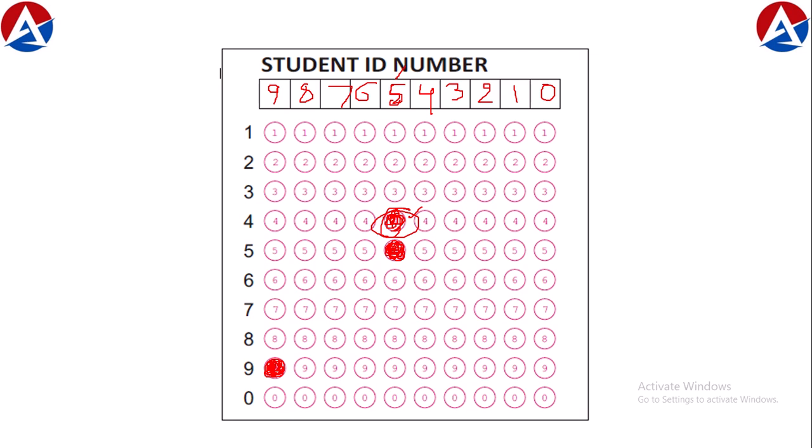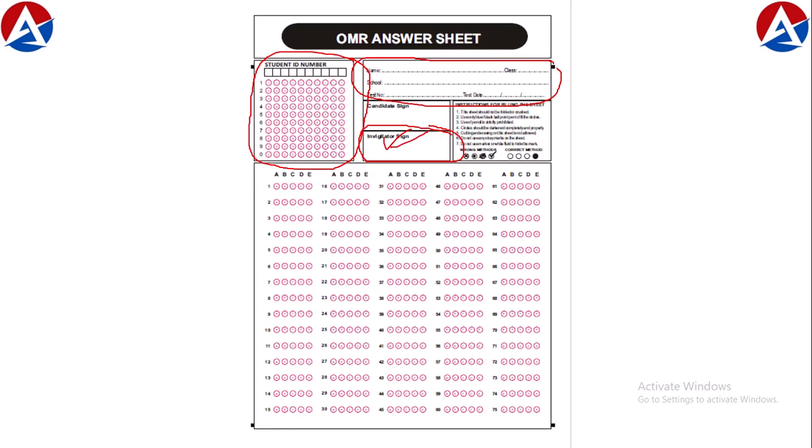In the OMR sheet, this bubbling part is going to be scanned by the machine. This writing part is only for our reference. So the bubbling part will be taken by the machine. That should be done very carefully. So please check this bubbling part before giving the invigilator signature here.